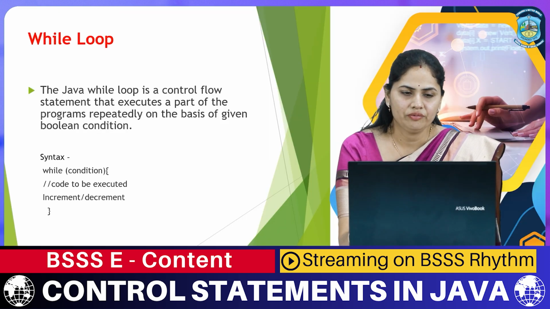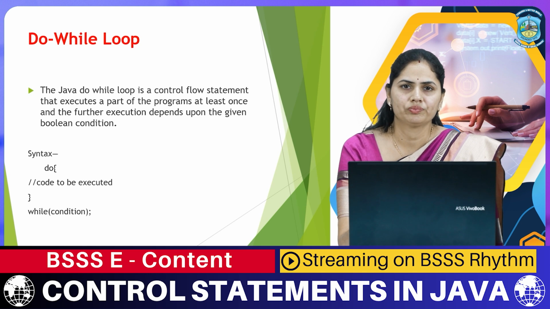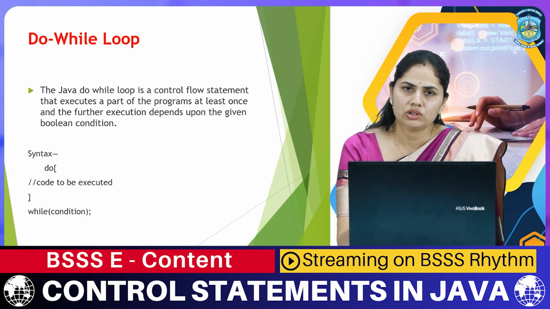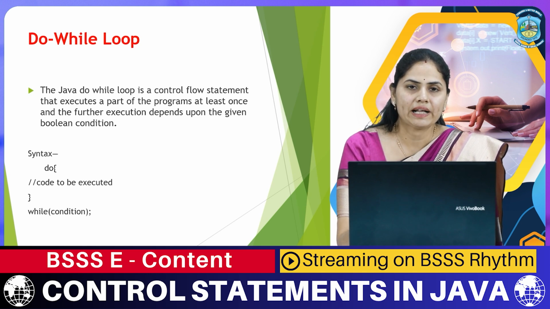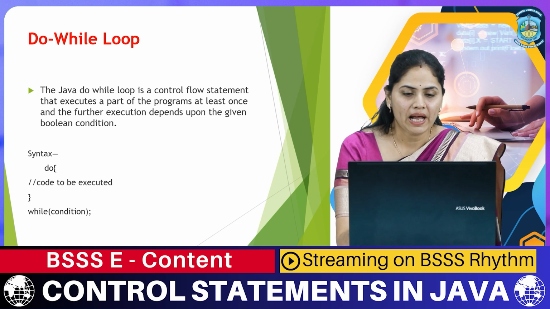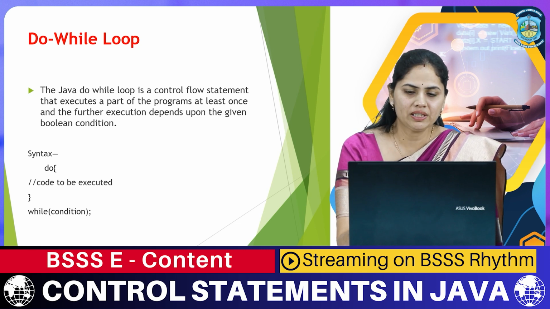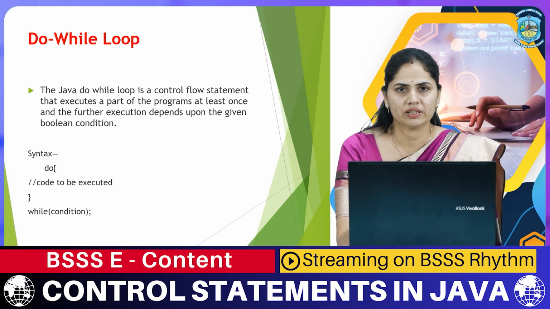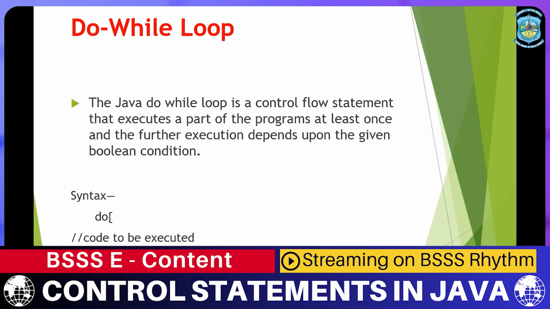Next, we have do while loop. Do while loop is also a control flow statement that executes a part of the program at least once, and the further execution depends upon the given condition. It means here if the condition is false, then also at least once the code will execute. Means the condition will be checked at last.